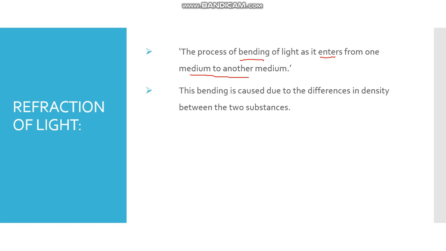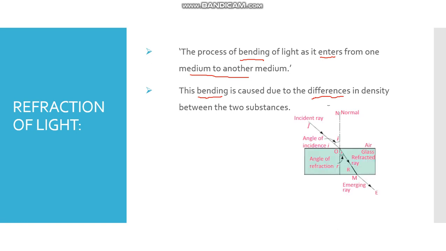Why does this bending occur? This bending occurs due to the differences in density between the two substances, and the two substances that we will be talking about are air and water. Okay, air and water have different densities. Because of the difference in densities, the light rays bend.